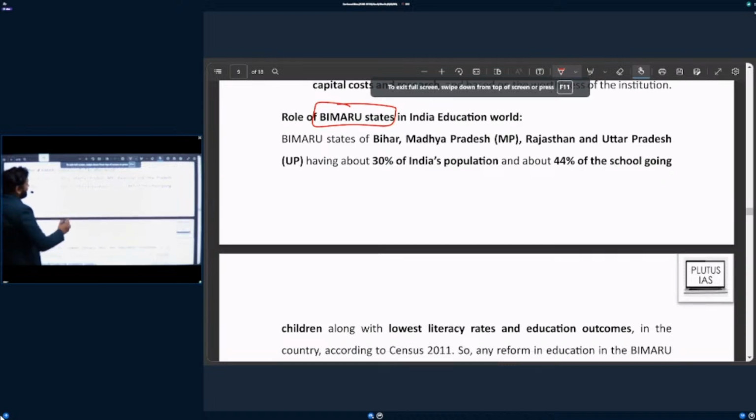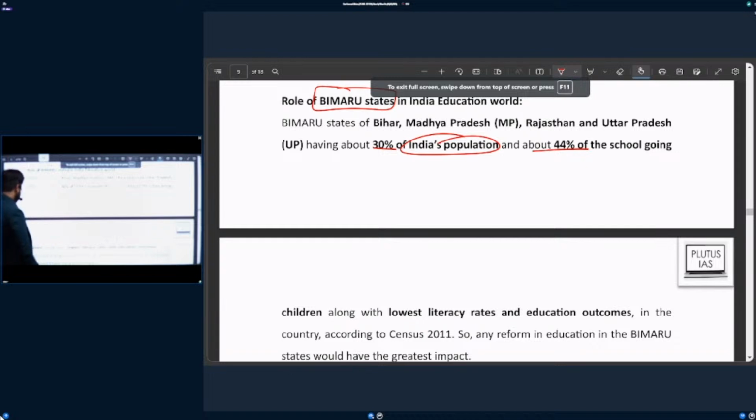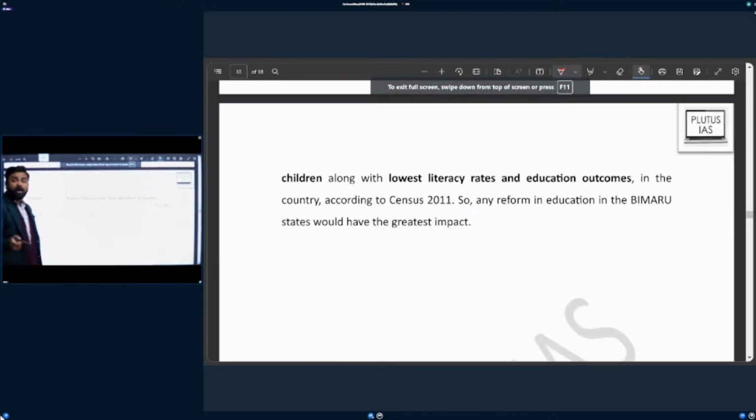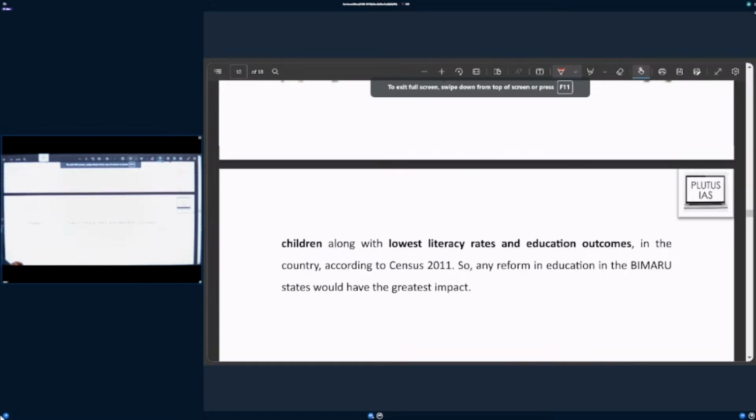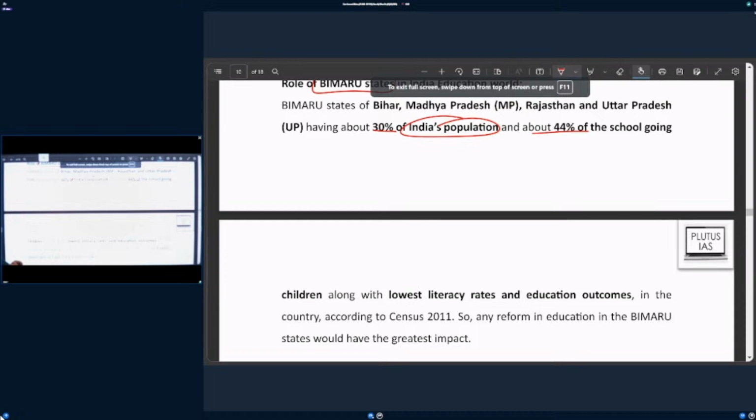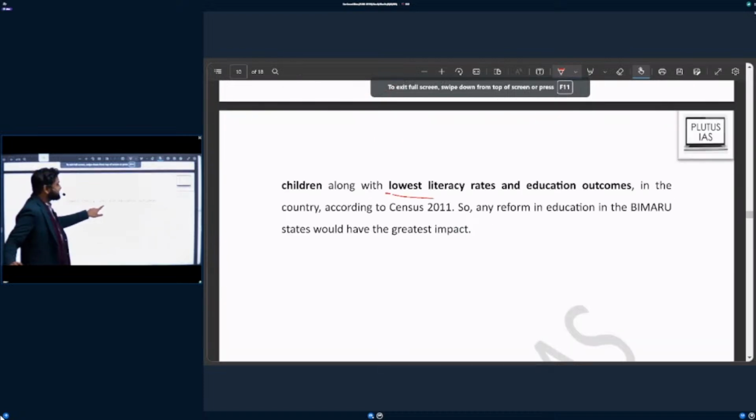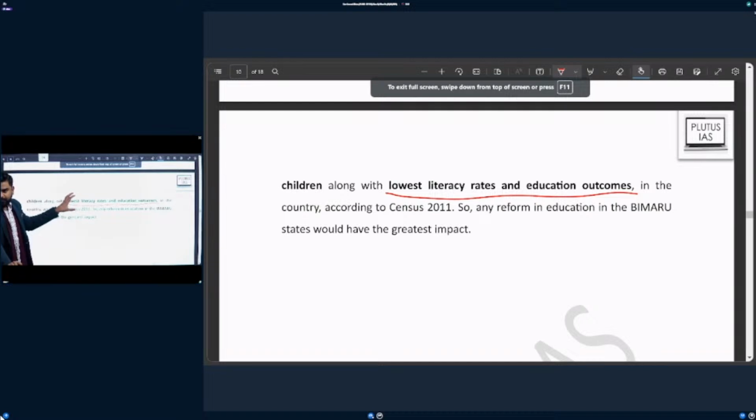If you see, 30% of India's population and 44% of school-going children are in Bimaru states, which have the lowest literacy rate and educational outcome. इसका मतलब, if you invest money in education in Kerala, it will not have significant impact because already वहाँ पे primary education is already 100%. So rather than investing in the stronger state, you should invest in a weaker state. Logic समझ में आया? Bimaru state में if you focus, the overall achievement of India will be significantly higher than if you focus on other states because the proportion is very high.